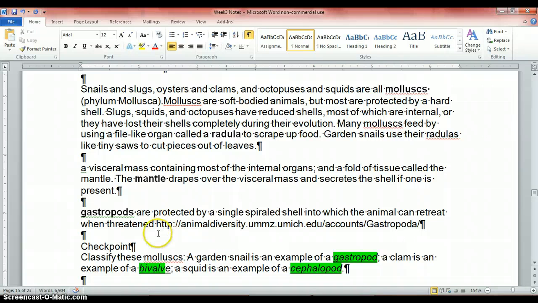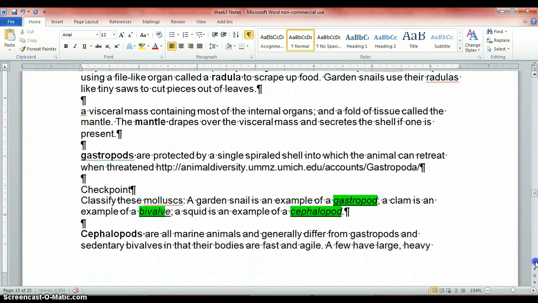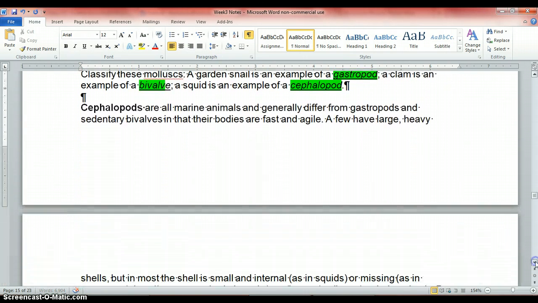Get to look up the picture as always. Oh, I gave you a nice one here. Gastropods are protected by a single spiral shell into which the animal can retreat when threatened. Right? Animal diversity, very good site. Let's check it out. Checkpoint, I'll let you go through it, see what you've learned.